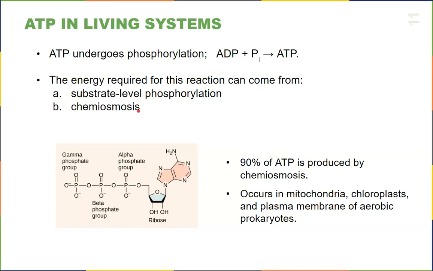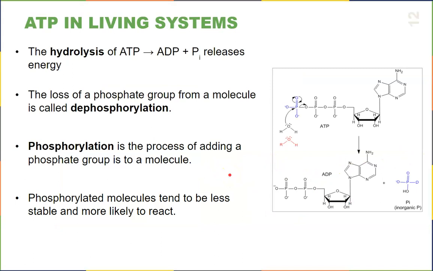Okay, so most of our ATP, again, is created by chemiosmosis because that's what the electron transport chain does. Hydrolysis is how we get energy from ATP. So cells will break that last phosphate group off. So this is what's happening. We're breaking that last phosphate group off, and in that chemical bond is where the energy is stored. That's the energy that cells will use in order to drive different processes.